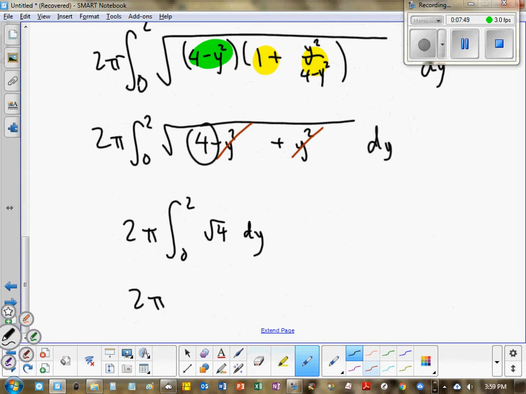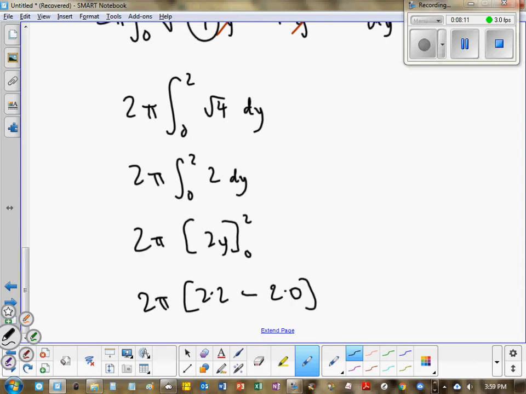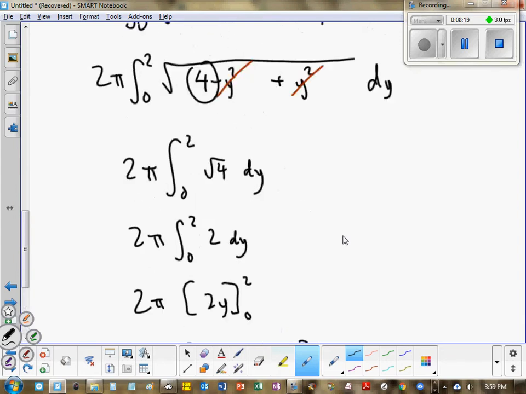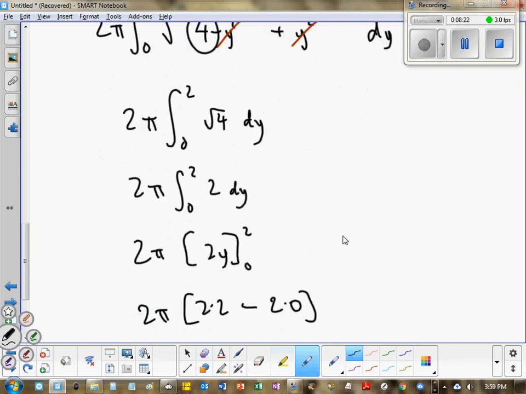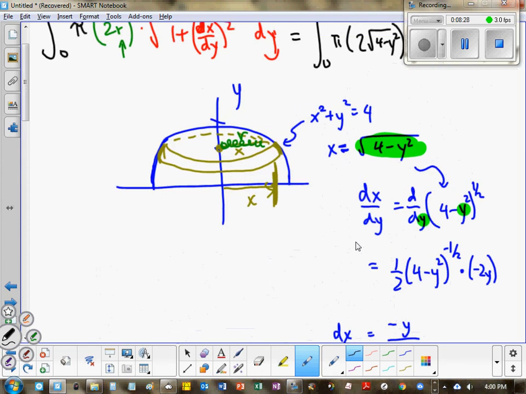In other words, 2 pi times 2 dy on the inside. What's the antiderivative of 2? Just 2y. And then we're going to put in the 2 and the 0 and subtract. So we get 2 times 2 and 2 times 0 subtracted by the fundamental theorem. And this gives me 8 pi, although I wasn't expecting that. Oops. Let me scroll back. Too big. I was expecting not 8 pi. Let me see if I can find my mistake.